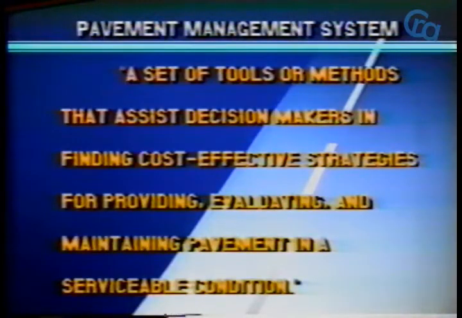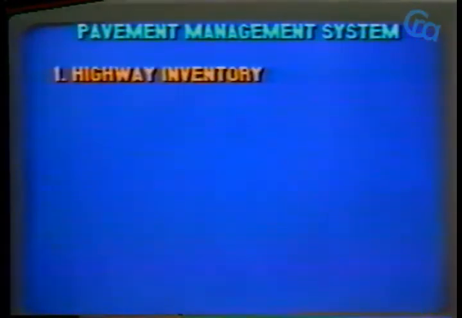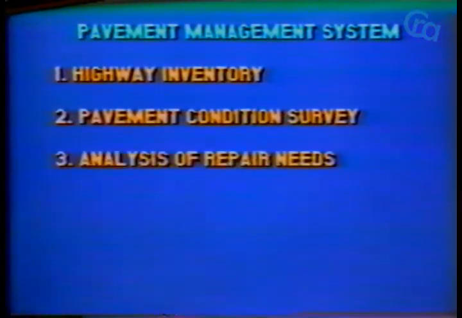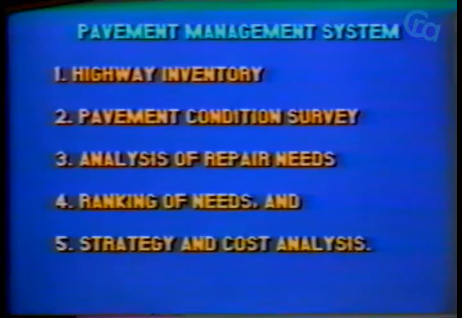The Federal Highway Administration defines a pavement management system as a set of tools or methods that assist decision makers in finding cost-effective strategies for providing, evaluating, and maintaining pavement in a serviceable condition. The components of a pavement management system are: 1, highway inventory. 2, pavement condition survey. 3, analysis of repair needs. 4, ranking of needs. And 5, strategy and cost analysis.